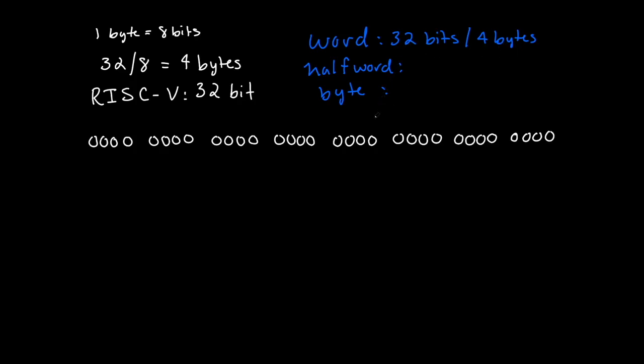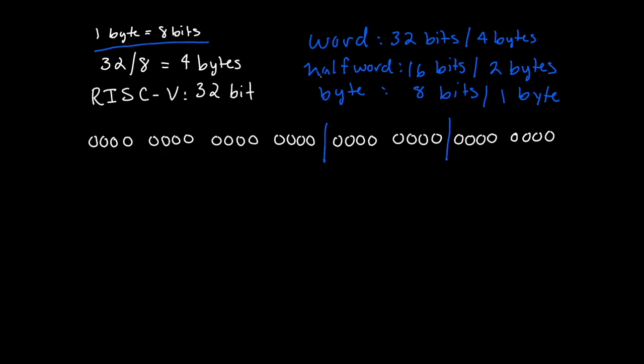Now with a half word, how do you think we would find the size of a half word? Well, it's just half of all 32 bits, so it's just 16 bits, or 2 bytes. Now, what about a byte? Well, it would be half of a half word, so it would be 8 bits. And we actually knew that from earlier.